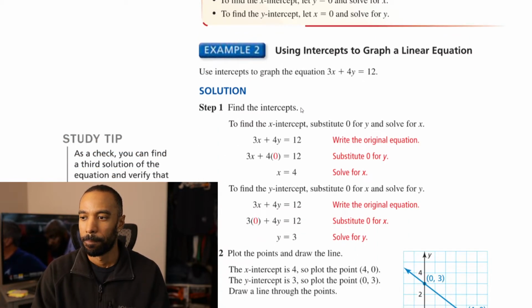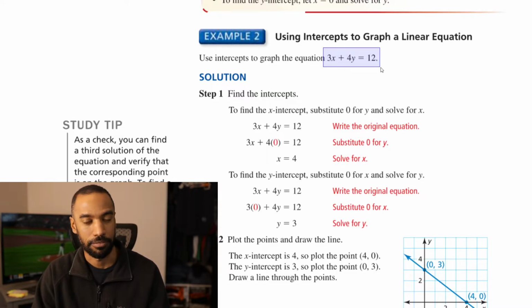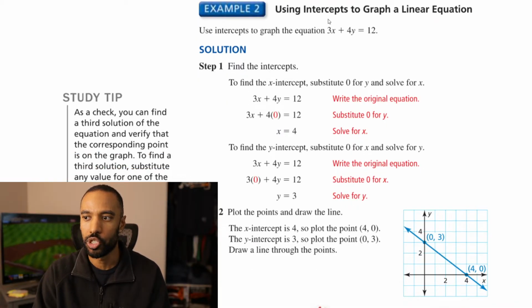So for example, you have the equation 3x plus 4y equals 12. I want to graph the equation, but I'm going to use the intercepts to do so. I want to find the x-intercept. I want to find the y-intercept. I want to find out what x is when y is 0. I want to find out what y is when x is 0. So I'm going to show you with the top equation what they're going to do down here as well.